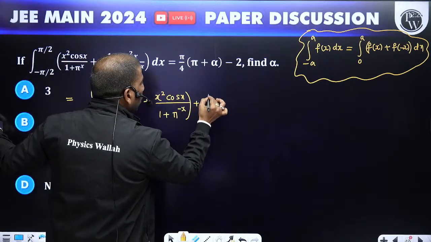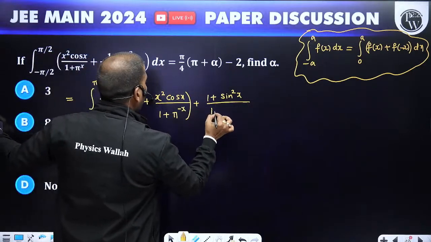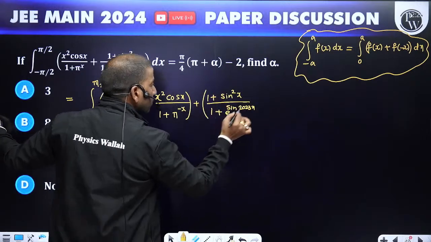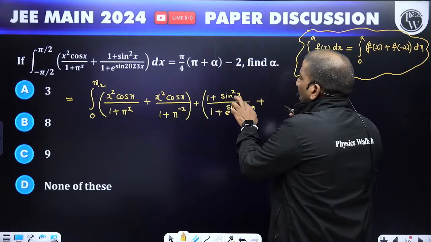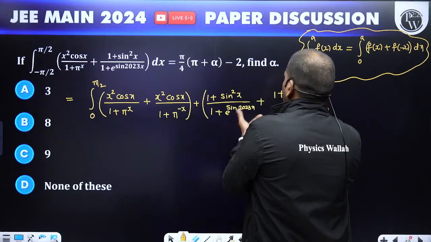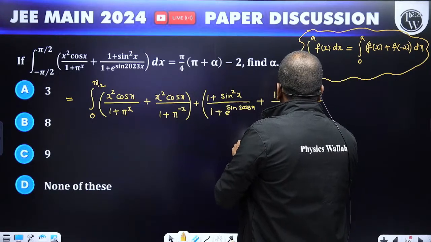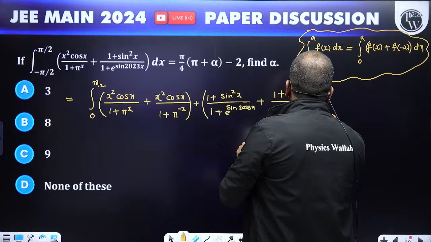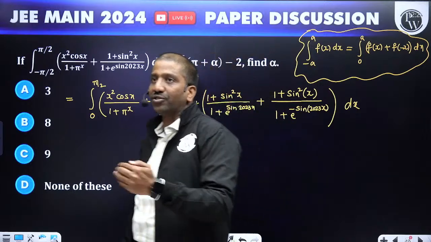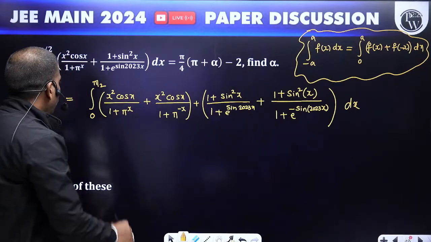Coming to the second part, 1 plus sin square x divided by 1 plus e power sin 2023x. Next, if you replace x by minus x, what would you get? 1 plus sin square of minus x, the square is there, so it will become 1 plus sin square x, divided by 1 plus e power minus sin 2023x. Most of the times we repeat this model while we are practicing it.